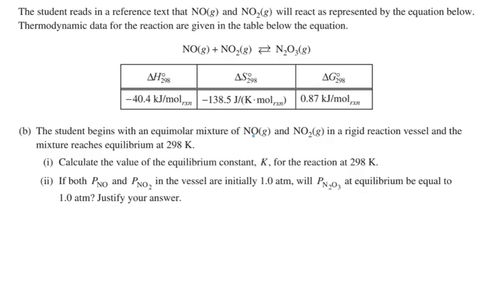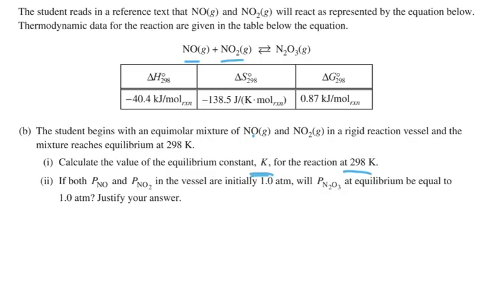In part B, the student looks up some of the information and finds the delta H, delta S, and delta G for this reaction. This is the reaction of the equimolar mixture turning into N2O3. And they ask you here to calculate the value of the equilibrium constant for this reaction at 298 degrees Kelvin.